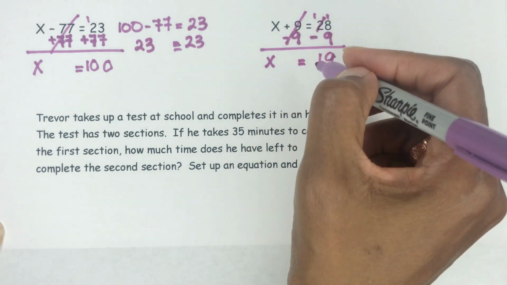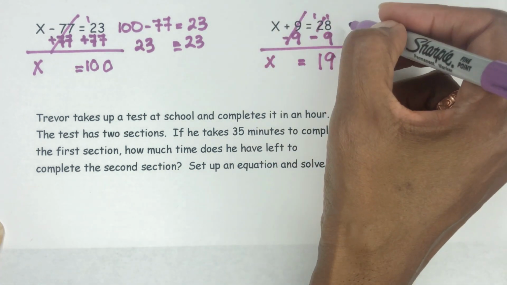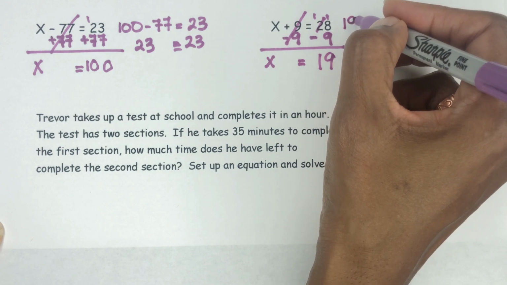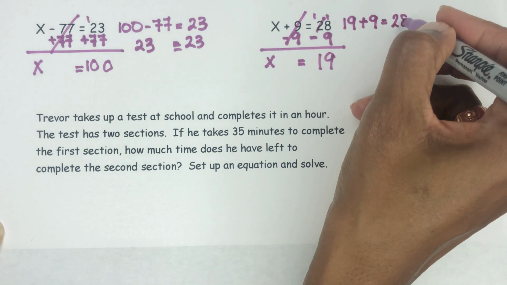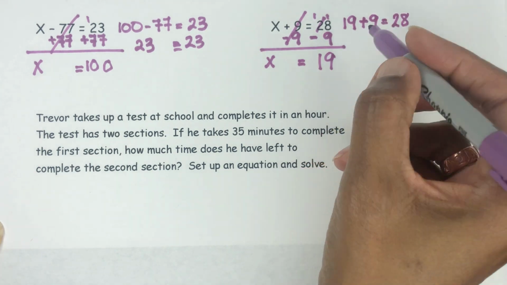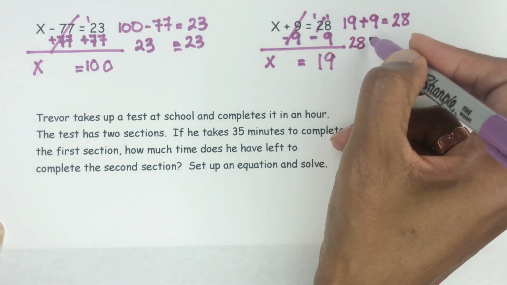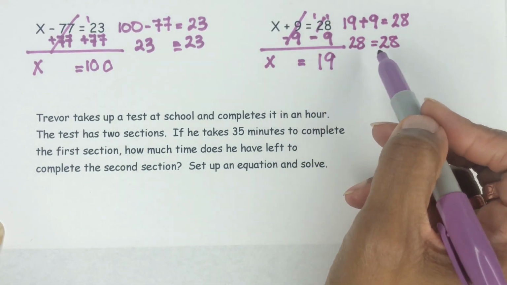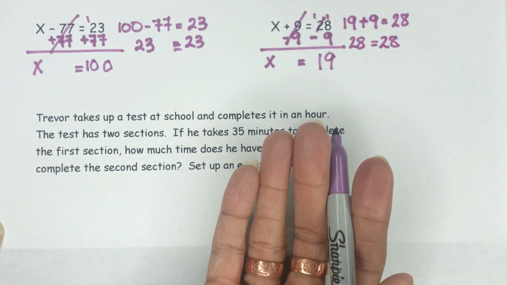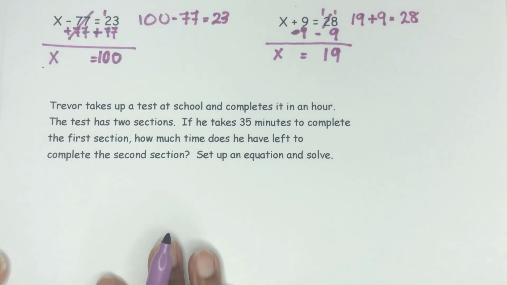We put it in. So we know X is 19 now, so we've got to put it in. 19 plus 9 equals 28, right? What is 19 plus 9? 28 equals 28. So we know that if we have the same answer on both sides of the equal sign, then it holds true. So let's look at this word problem now.